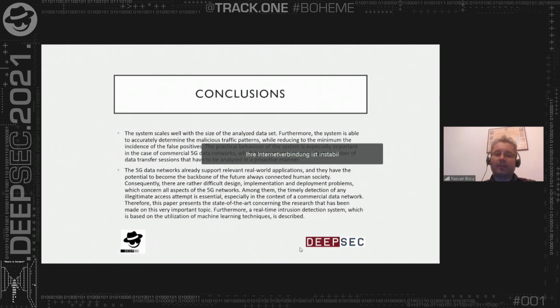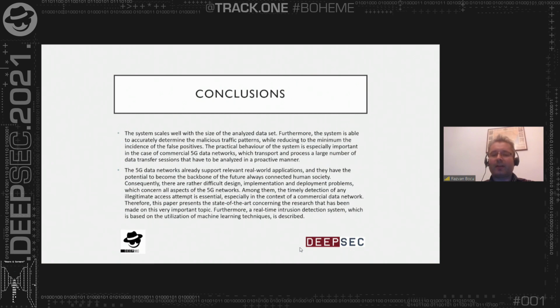Based on the results provided after the performance assessment process, I can say that the system is capable to ensure that the detection does not impact the overall function of the 5G data network. And while it is detecting the traffic patterns with the values of the performance metrics that were mentioned, the overall function of the data network goes on smoothly without any adverse effects to the end users.